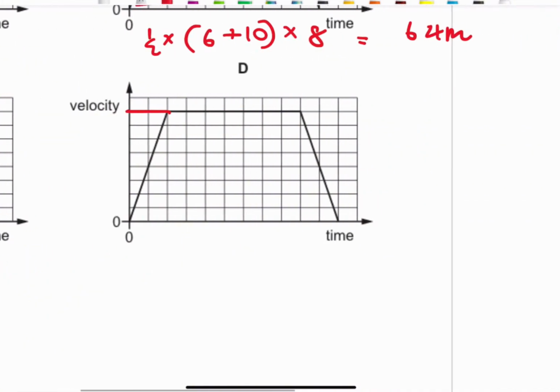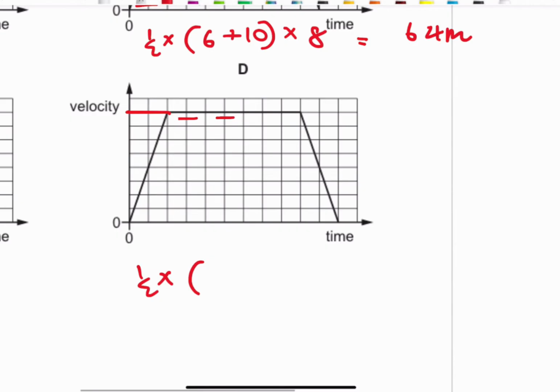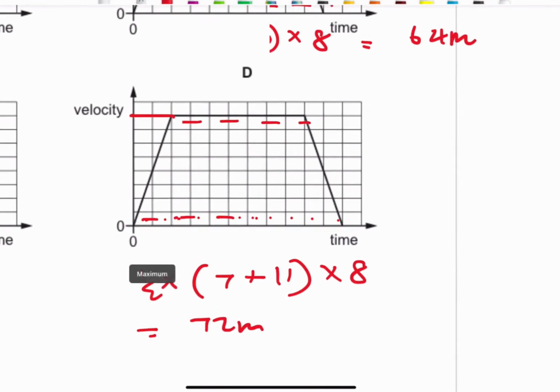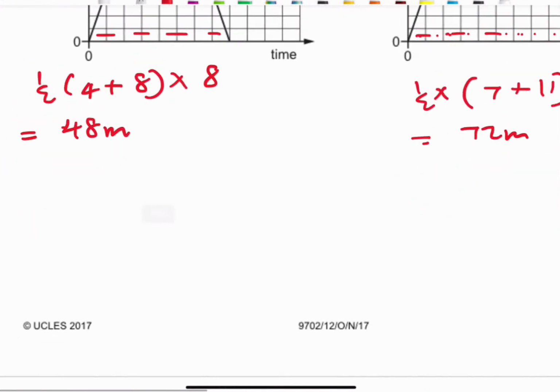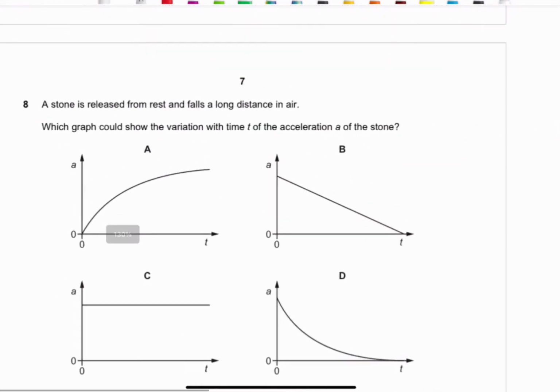And if you look at D, if you apply the same principle, this is 7 plus 11, multiplied by 8. That's 1/2 multiplied by 7 plus 11 times 8, which is going to be 72 meters. So it can't be D. It can only be B. Very important. Let's move on to question 8.